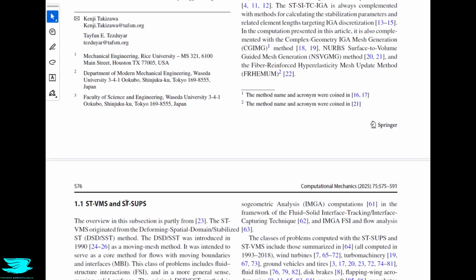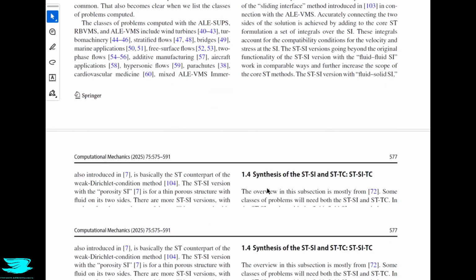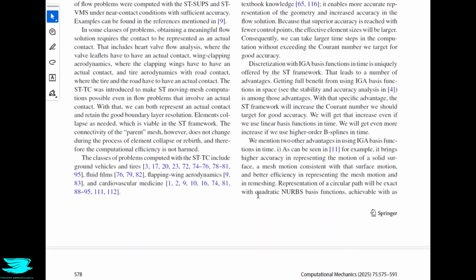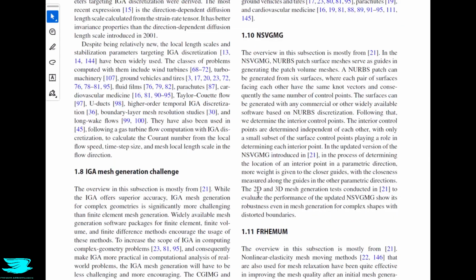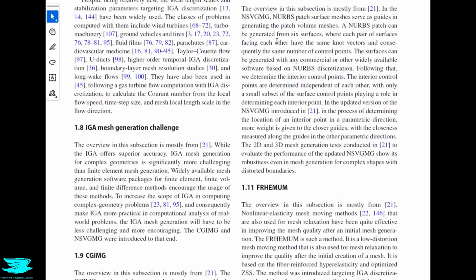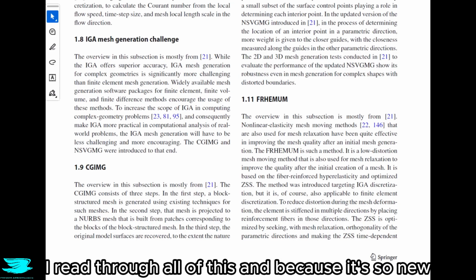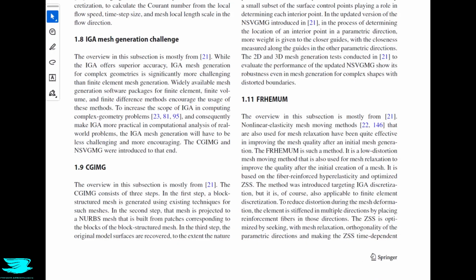So they have STVMS, STSUPS, STC, STTIC, STIGA, just ego down here, NZMGUM, SIGJUM, and FRIHMUM. Many acronyms. Now I read through all of this, and because it's so new, I think the only ones who truly understand all this are the authors themselves.